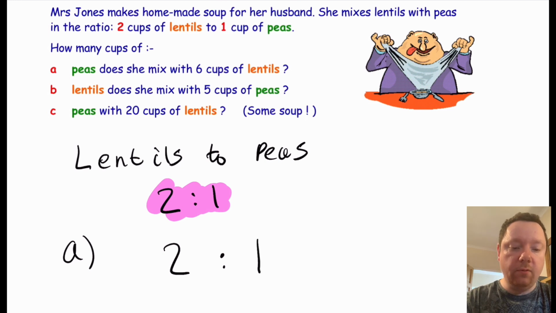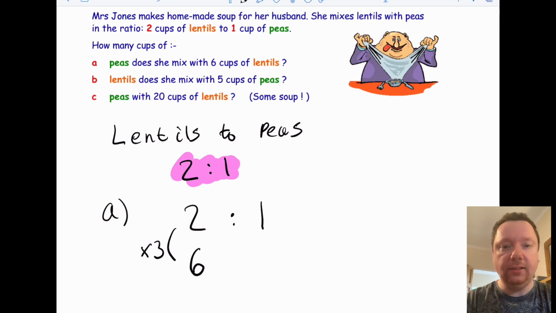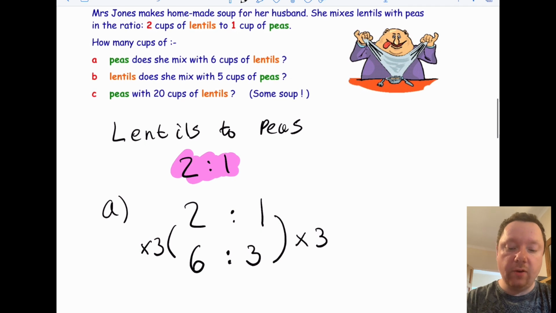But we now know that with the lentils, remember the lentils is the number 2, that's going to become number 6. So we always think, what can we times by? How many 2s are in 6? 3. So I now need to times the 1 also by 3 to make it fair. So 1 times 3 is 3. So I've now got to end up with a ratio of 6 to 3. So that means that the answer is 3 cups of peas.